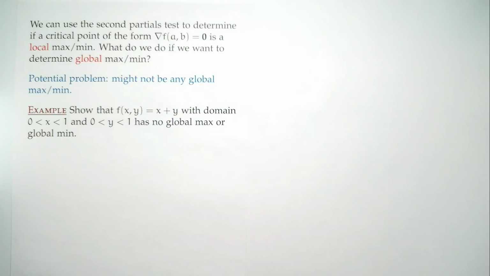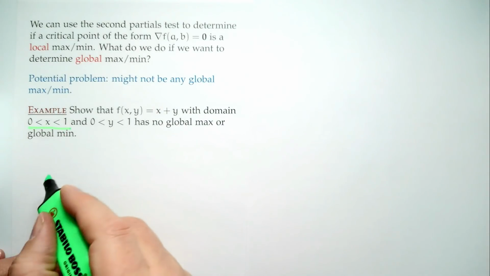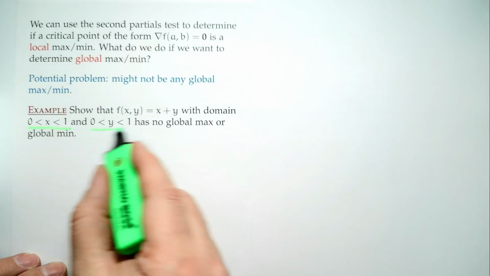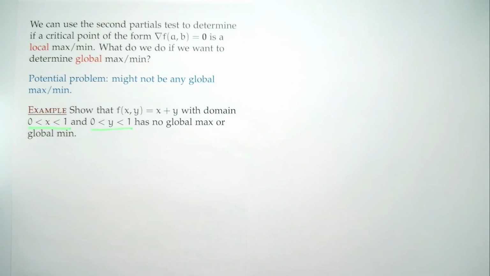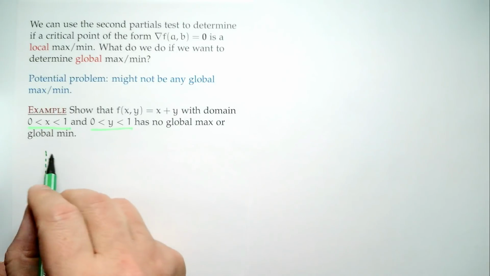But the key here is to look at the domain. Our domain is not just any x and y. x goes between 0 and 1 and y goes between 0 and 1, but I'm not going to include my endpoints. Or really, I should say, I'm not going to include my edges. Because if we think about this in the xy plane, my domain looks something along the lines of the following.